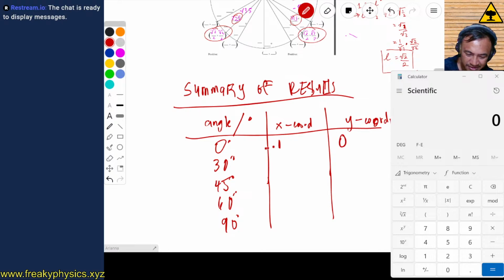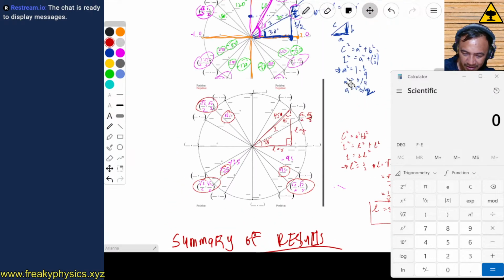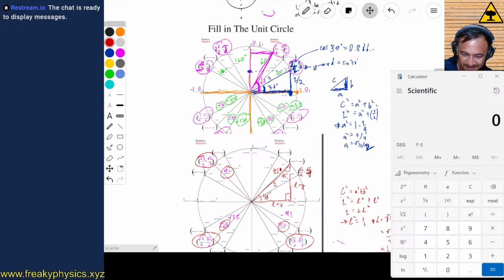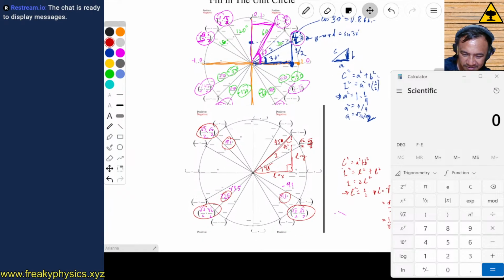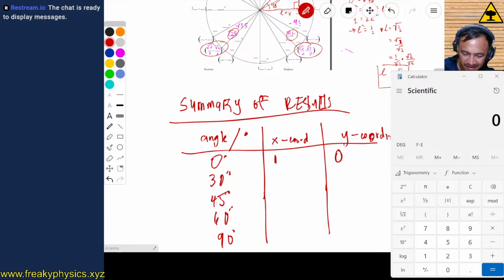Now, what's the x coordinate of 30 degrees, if you recall? Or we can go back. Okay. Right here. Square root of 3 over 2, right? I'll write that. And then this is 1/2, right? And then it's the other way around for 60 degrees. This is the 1/2, and this is the square root of 3 over 2, right?